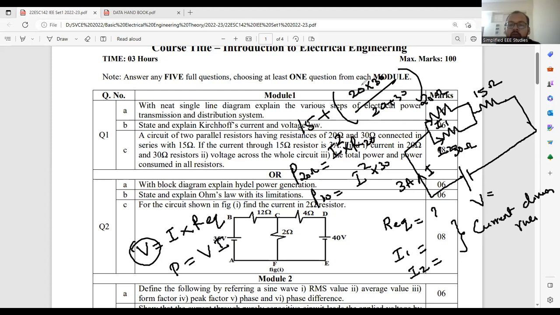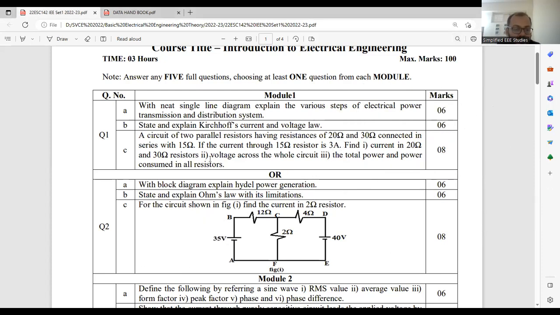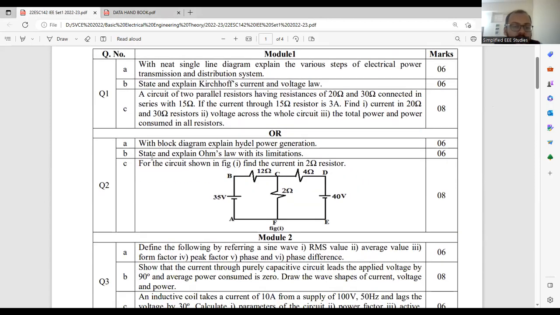So now let me come back to another question. Question number 2A. With a block diagram, explain the hydropower station. You have to explain about a dam, then the penstock, then turbine, generator, and speak about the grid. So how the potential energy of water is converted into electrical energy. Each component you have to explain. What is the purpose of the dam? It creates a head. What is the purpose of the penstock?